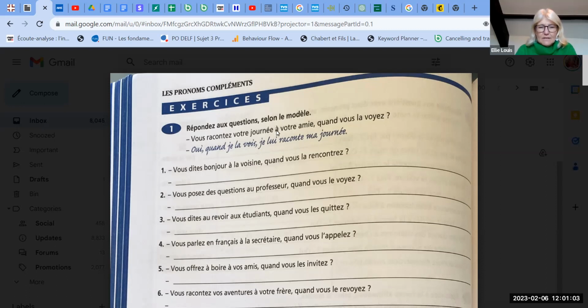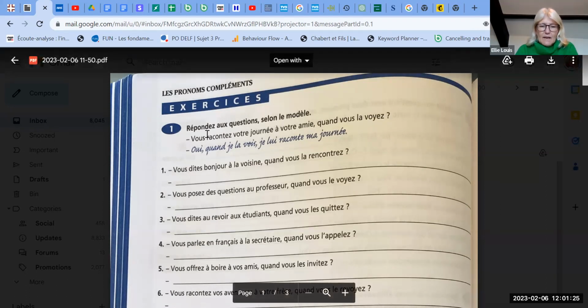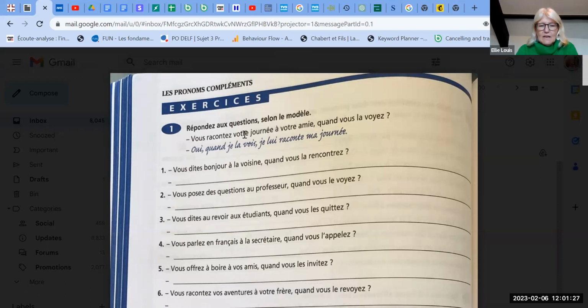So both of these are referring to the friend, but notice that one of them is la and one of them is lui. Now you might already know why that is, hopefully you do, but I'm just going to recap why. So je lui raconte ma journée. Why is that one lui? Because here we see, vous racontez votre journée à votre ami.